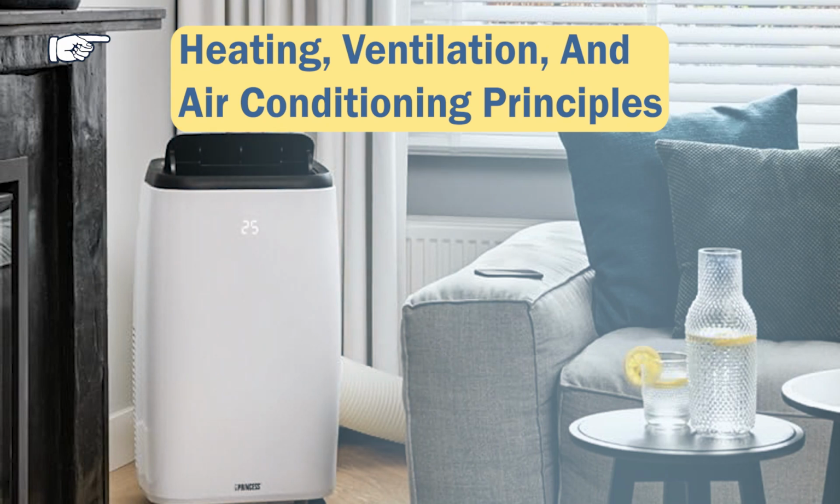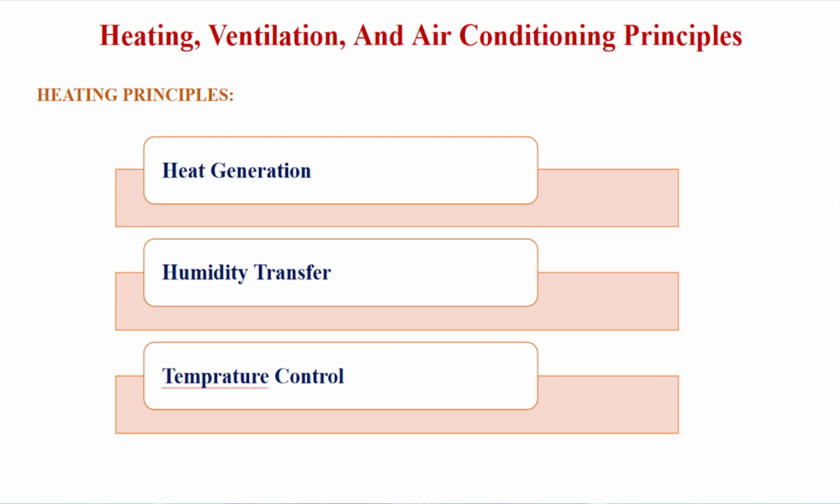Heating, ventilation and air conditioning (HVAC) systems are designed to control indoor temperature, humidity and air quality to create a comfortable and healthy environment. First, we will see some heating principles. Following are the heating principles. Number 1, heat generation. Heating systems use various energy sources, for example gas, electricity, oil, to generate heat. Next point, common heating methods include furnaces, heat pumps, boilers and electric heaters.